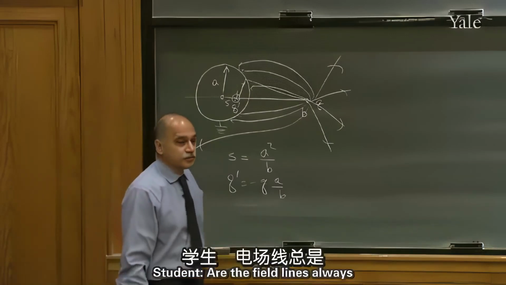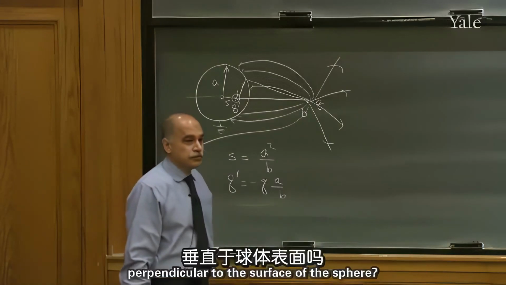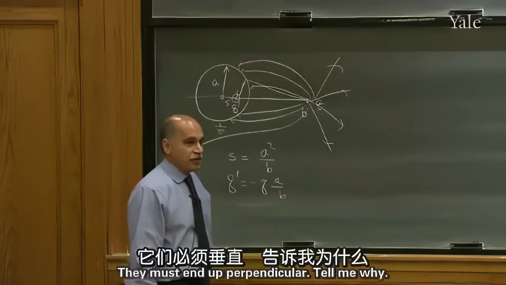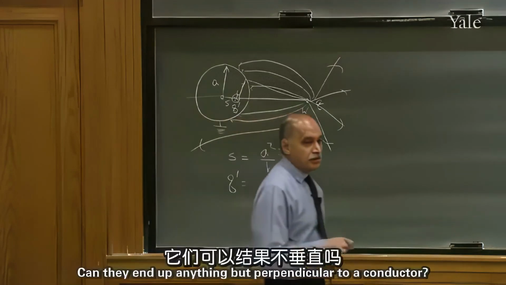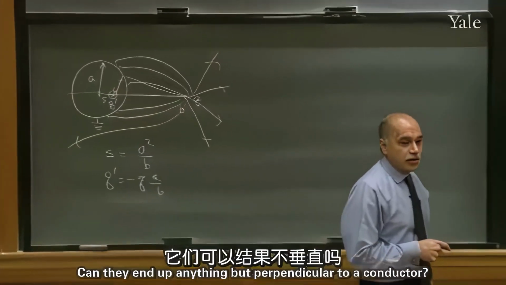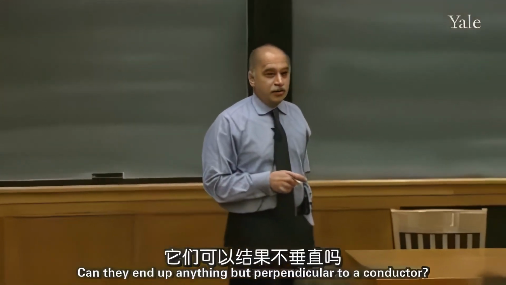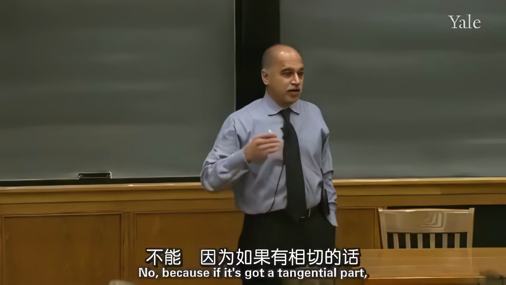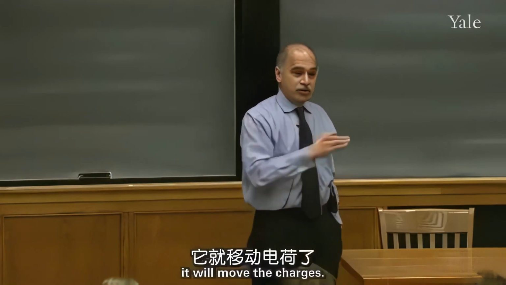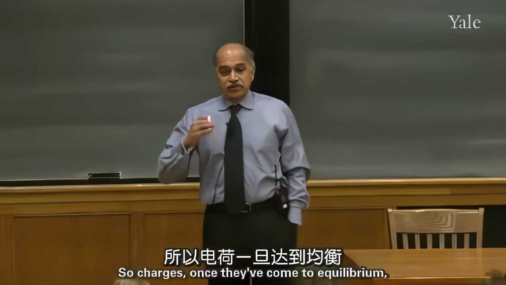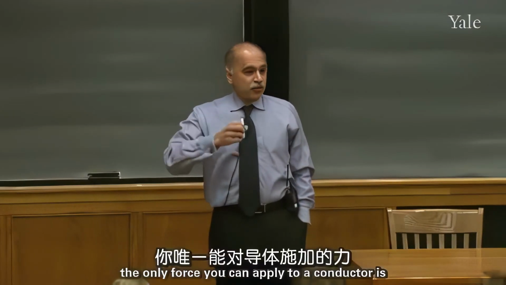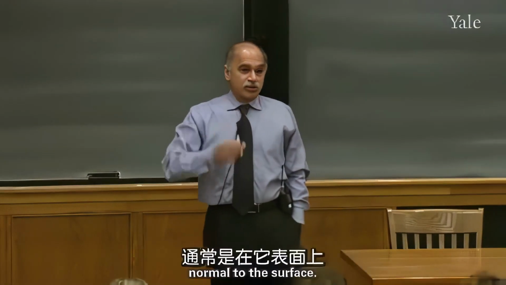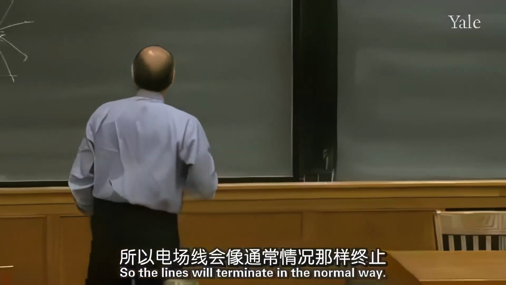Yes? Are the field lines always perpendicular to the surface of the conductor? They must end up perpendicular. Tell me why. Can they end up at anything but perpendicular to a conductor? Oh, right, no. No, because if it's got a tangential part, it'll move the charges. So charges, once they've come to equilibrium, only force you can apply to a conductor is normal to the surface. So the lines will terminate in the normal way.